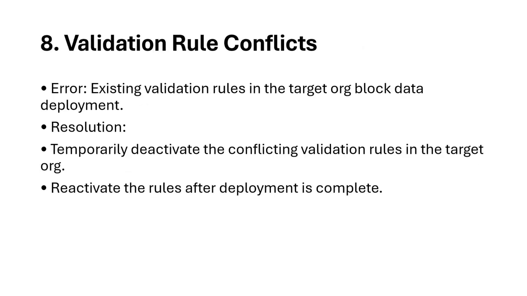And the next error we might see is validation rule conflicts. This error usually comes when the existing validation rules in the target org block the data deployment. To resolve this issue, you temporarily deactivate the conflicting validation rules in the target org and reactivate them after the deployment is complete, right?